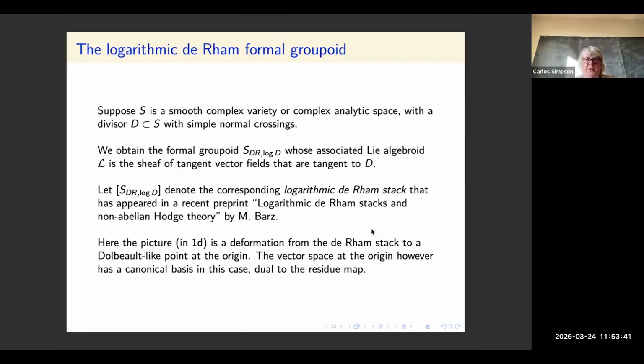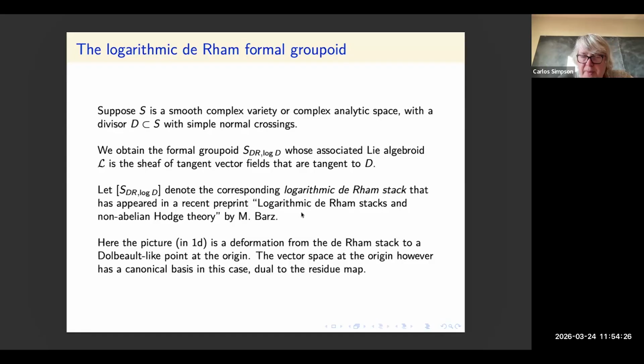Okay, so using those observations, we can extend our theory to the case of logarithmic de Rham stacks. Let's suppose we have a smooth complex variety and a divisor with normal crossings. Then we can define a formal groupoid, a logarithmic de Rham formal groupoid. In terms of Lie algebroids, this is associated to the Lie algebroid given by tangent vector fields that are tangent to the divisor D. We get a stack that could be called the logarithmic de Rham stack, and this showed up in a recent preprint by Michael Bars in December.